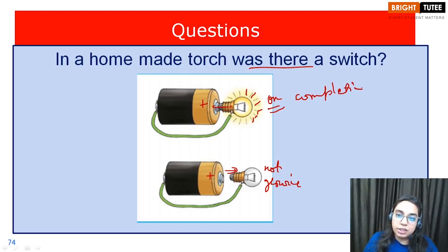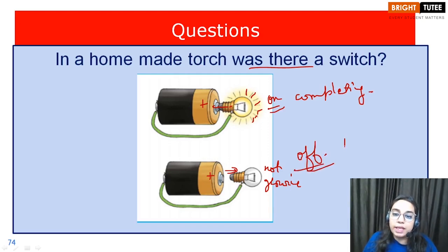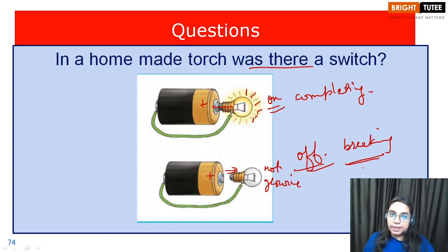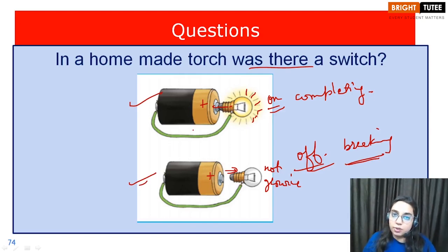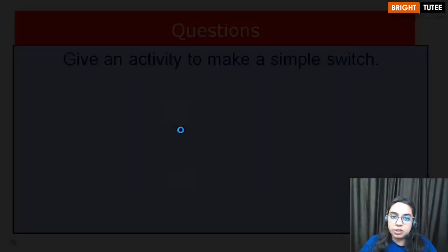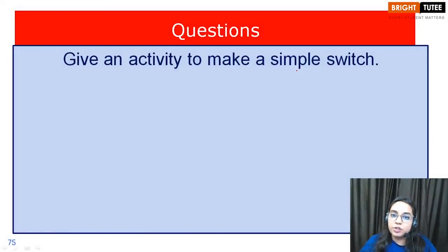Whereas in the other case, when we are taking it away from the positive terminal, what are we doing? We are switching it off by breaking the circuit. Okay children? So this is what we mean by a switch when we say we have a homemade torch like this. Okay children? So next question. Give an activity to make a simple switch.